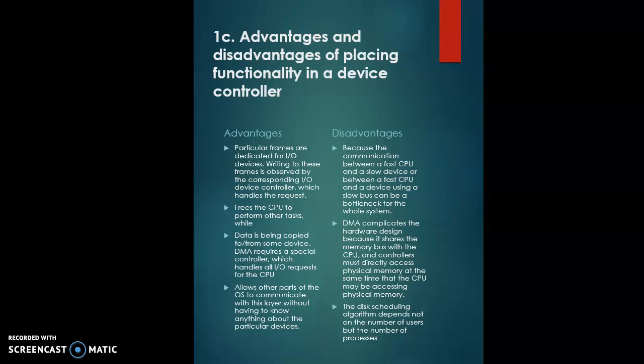Then the disadvantage is number 1: the communication between a fast central processing unit and a slow device, or between a fast central processing unit and a device using a slow bus, can be a bottleneck for the whole system. Another disadvantage: direct memory access complicates the hardware design because it shares the memory bus with the central processing unit, and the controllers must directly access physical memory at the same time that the CPU may be accessing physical memory.